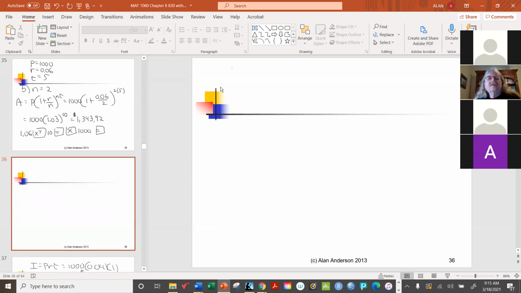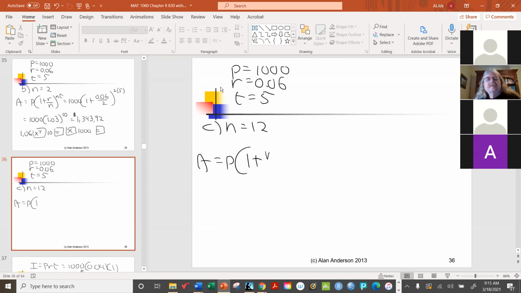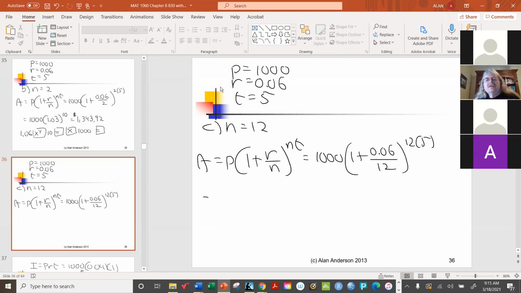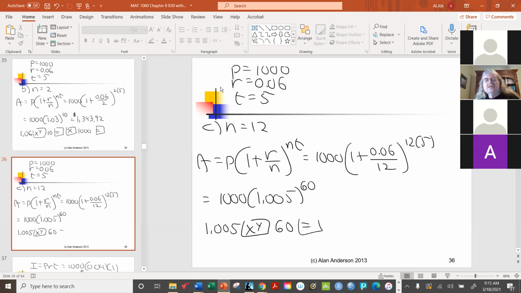So we've got P equals 1000, R is 0.06. Just for reference, I'll put them back up here again. And here N equals 12. So what do we have? 1000 times 1 plus 0.06 over 12 to the 12 times 5 power. So this is actually 1000 times 1.005 to the 60th power. Ooh, it's getting pretty big there. So what you can do on your calculator is put 1.005 exponent 60 equals times 1,000 equals, and you should get 1,346.